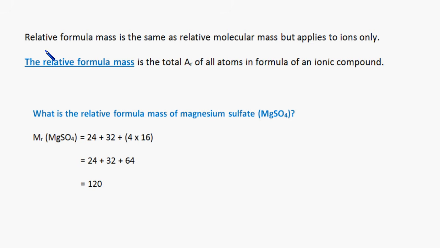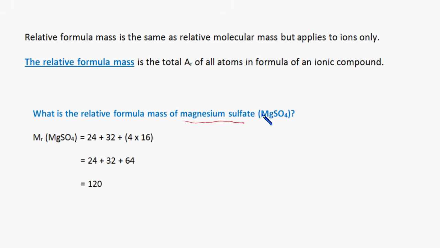The next definition we need to familiarize ourselves with is relative formula mass. Now, relative formula mass is the same as relative molecular mass, but it applies to ions only. So the relative formula mass is the total relative atomic mass of all the atoms in the formula of an ionic compound. So in this example, we have magnesium sulfate. Magnesium sulfate is an ionic compound, and the formula is MgSO4.